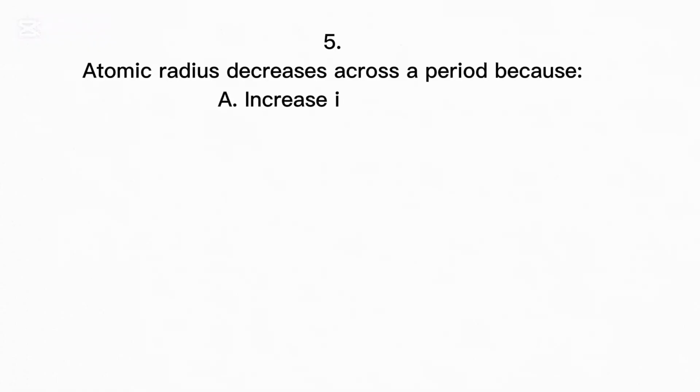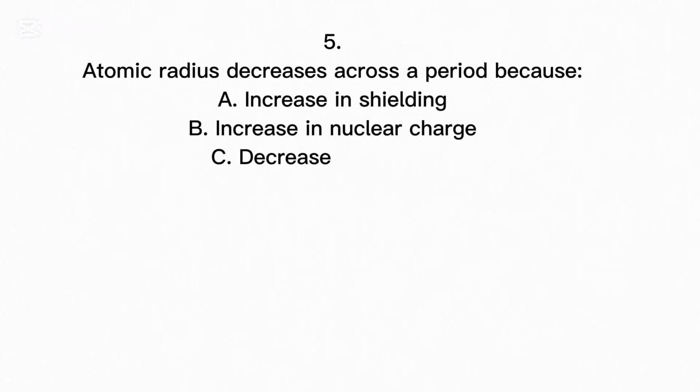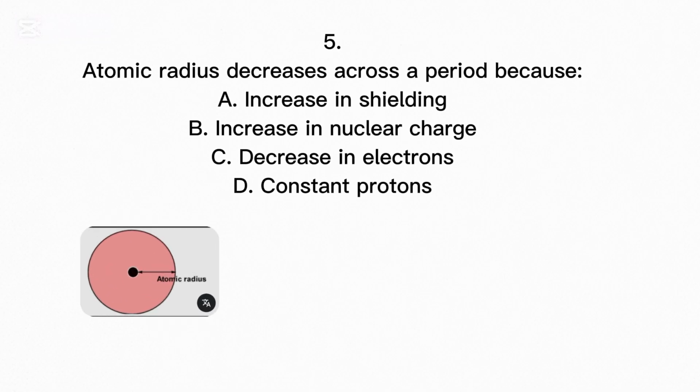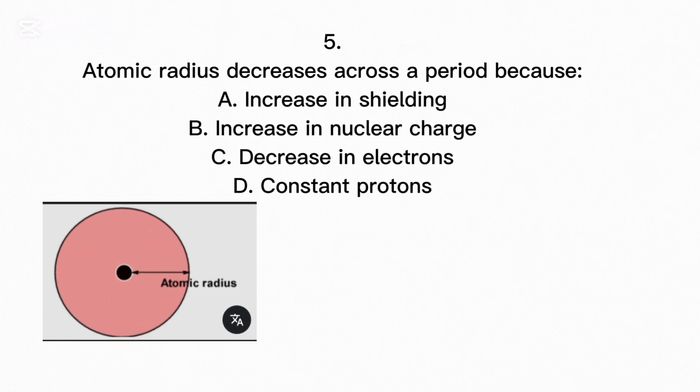Question 5. Atomic radius decreases across a period because: A. Increase in shielding, B. Increase in nuclear charge, C. Decrease in electrons, D. Constant protons. Let's first of all understand what atomic radius is. Atomic radius is the distance between the nucleus and the outermost electron of an atom. So how does each option affect the size of an atom? The correct answer here is B.